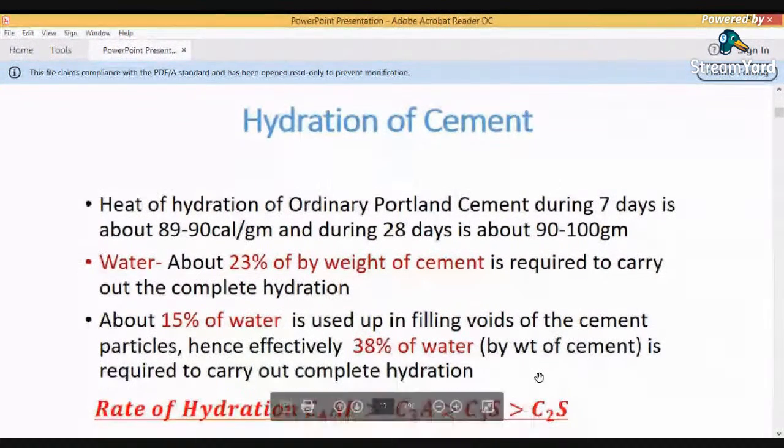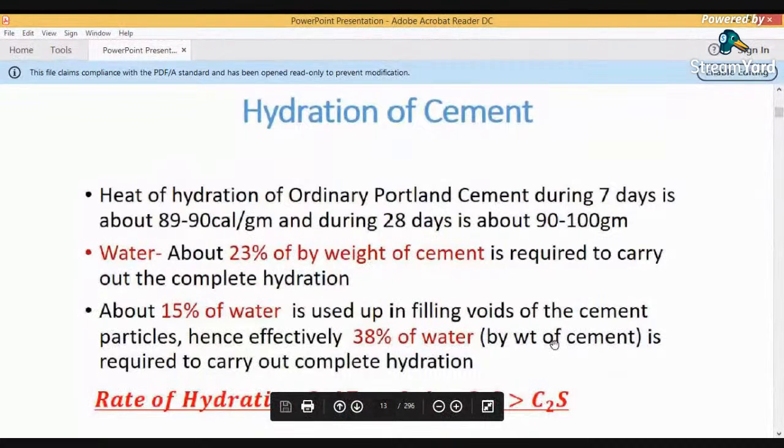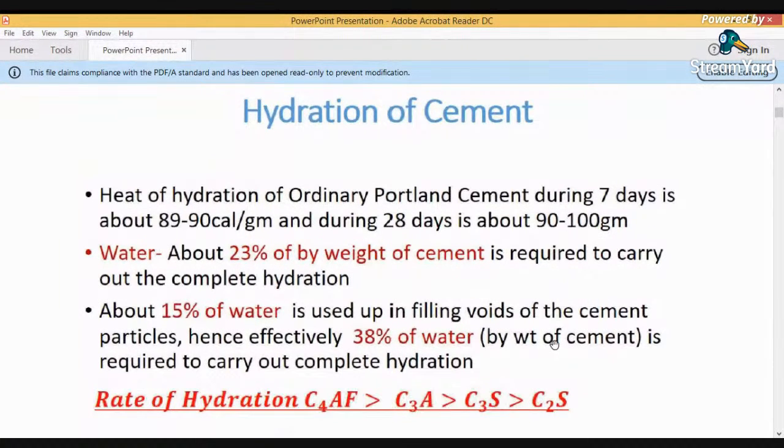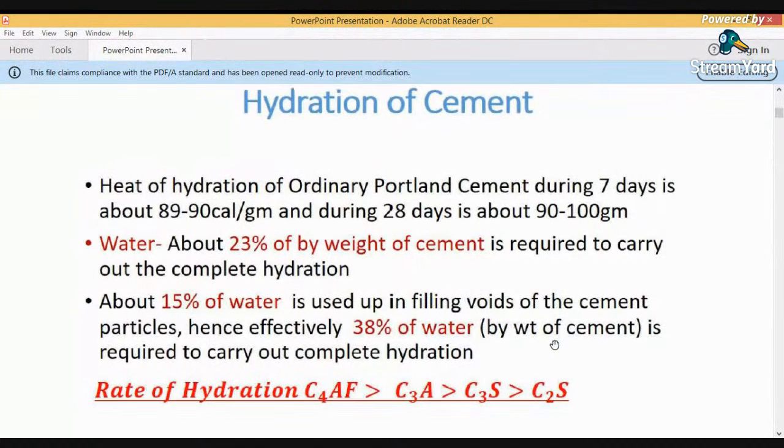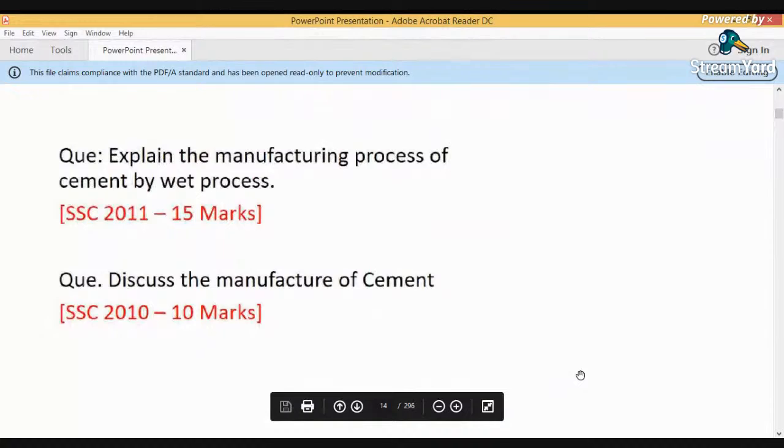Then there is the rate of hydration. The rate of hydration of tricalcium aluminoferrate is greater than tricalcium aluminate, then tricalcium silicate, then dicalcium silicate. Early strength you can also write accordingly.